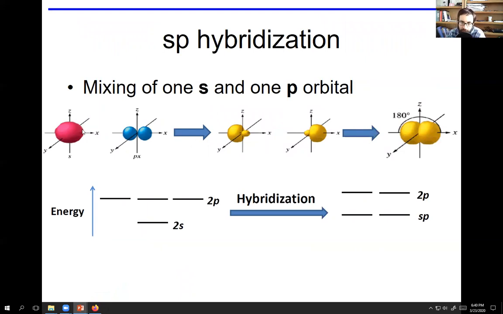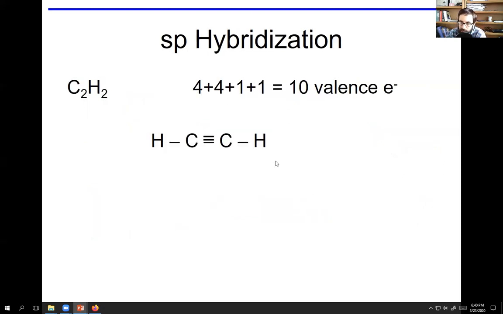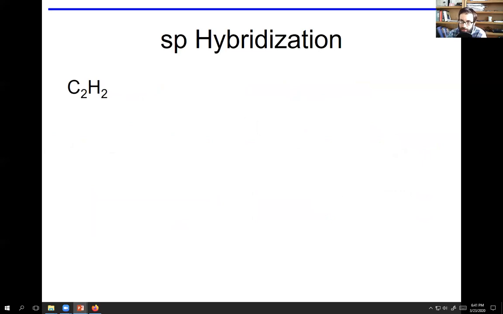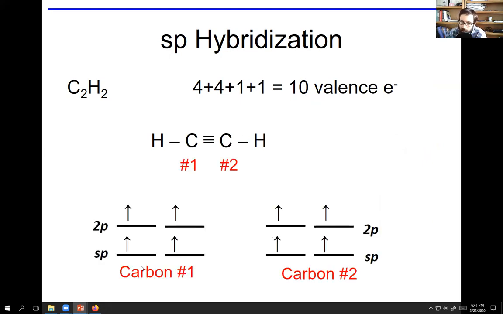SP, it's very similar. Now it's only 1s and 1p. That's going to set up to make your 180-degree bonding orientation. And so how this sets up, right, then you're going to have 2p's that are unhybridized if you're talking about like a carbon atom that's using 2p orbitals, okay? So if you look at acetylene, that has this Lewis structure with the triple bond. In the middle, there's 10 valence electrons, so 2, 4, 6, 8, 10. And you're going to have 1 carbon and 2 carbons here.